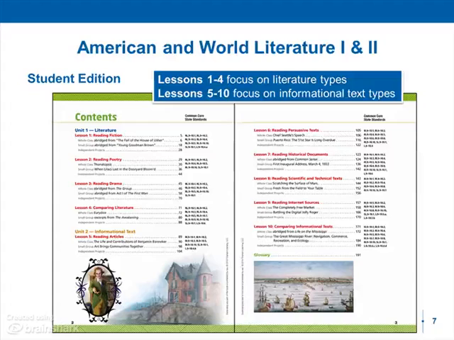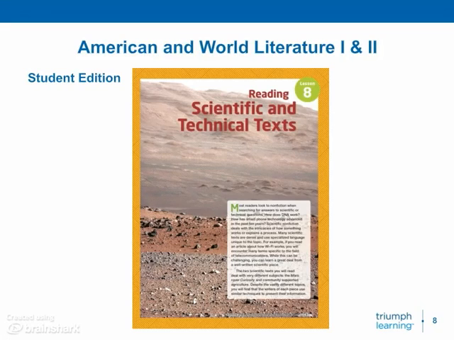Each book is divided into two sections. The first section, which contains lessons 1 through 4, focuses on literature types. The second section, which contains lessons 5 through 10, focuses on informational text types. Each lesson begins with a full color photo and an explanation of the genre, essential features of the genre, and a brief explanation of what the students will be reading and the strategies they will be studying and practicing.